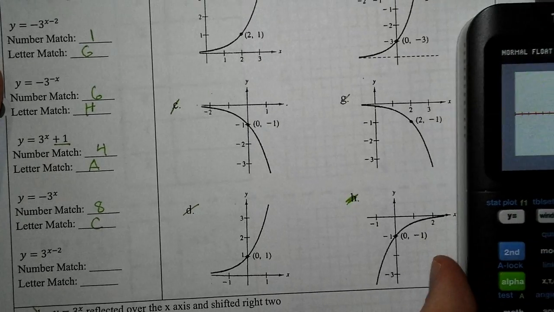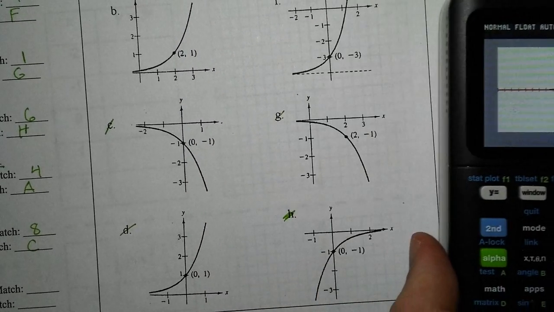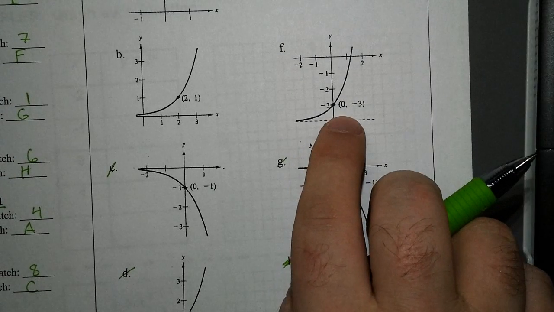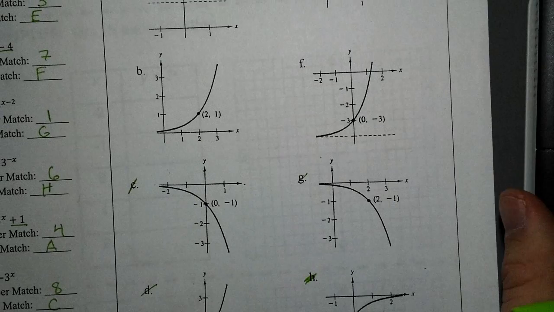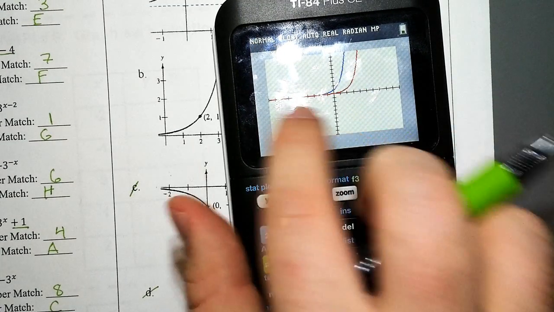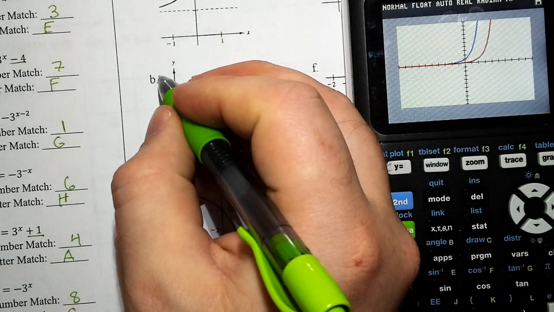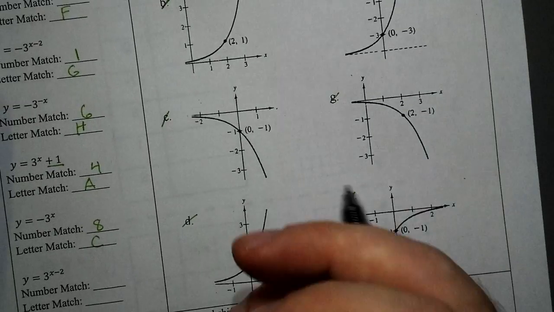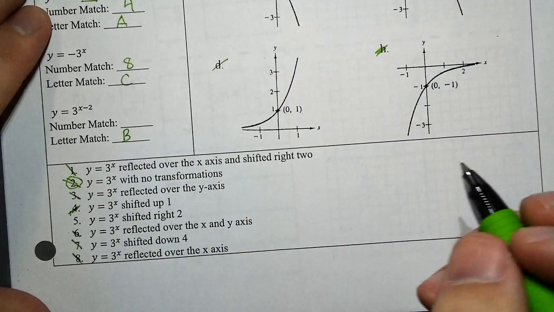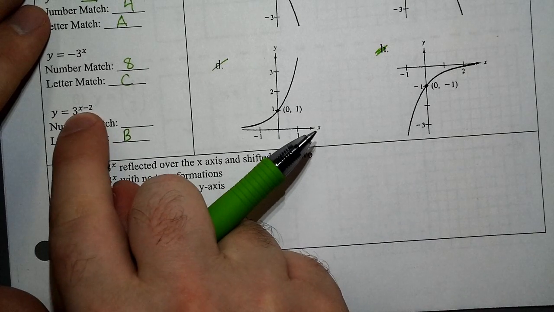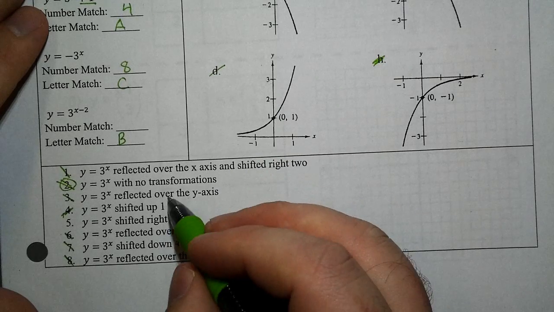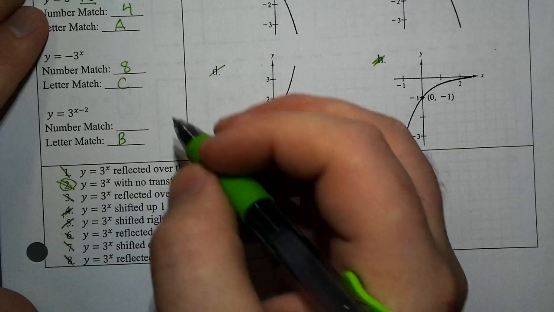So where does it show that it just moves to the right and it still faces up? Nope, that's moving down. Over at 2, 1. 2 up 1, yeah, that looks about right. So let's go with letter B. So the last one matches up with letter B. And what number does it do? It just moves to the right 2. Shifts to the right 2. That's number 5.